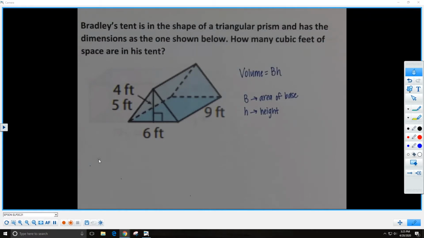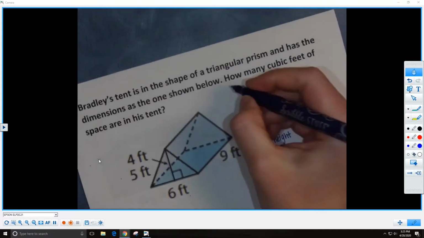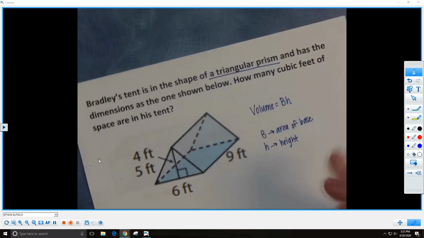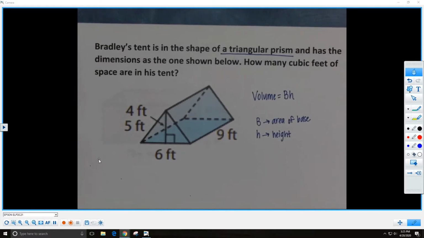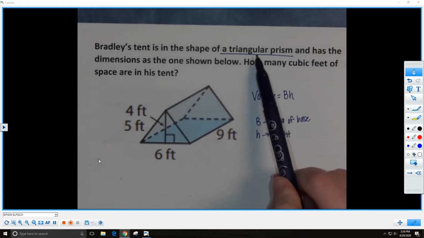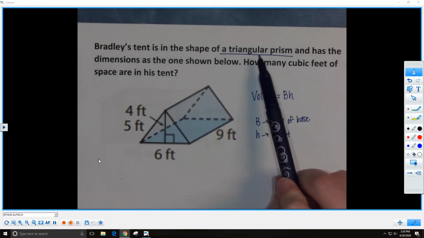The problem tells us that Bradley's tent is what kind of shape? Right, a triangular prism. Okay, well, since it's a triangular prism, what shape will the base of this prism be? Right, it's going to be a triangle. From the diagram, the tent will be sitting on a rectangle. However, when we're calculating the volume, the first word of what the object is tells the reader what the shape of the base is. So because this is the first word, we know it's a triangular prism.